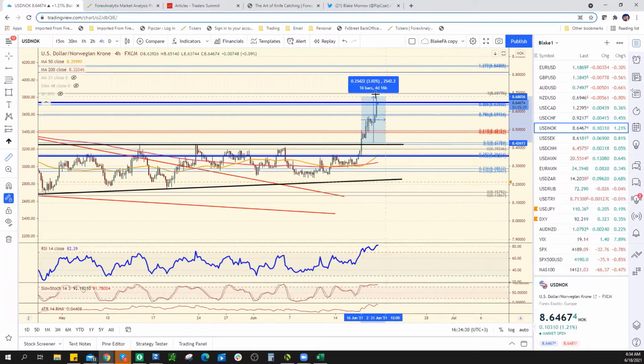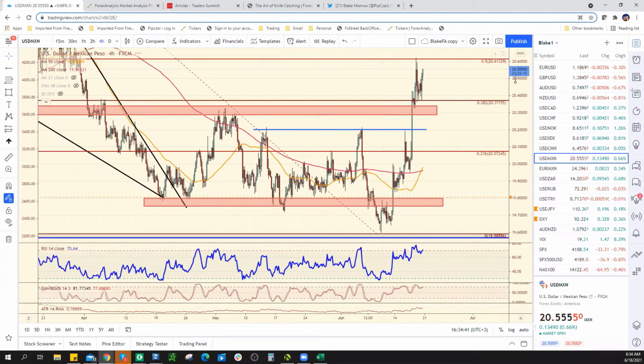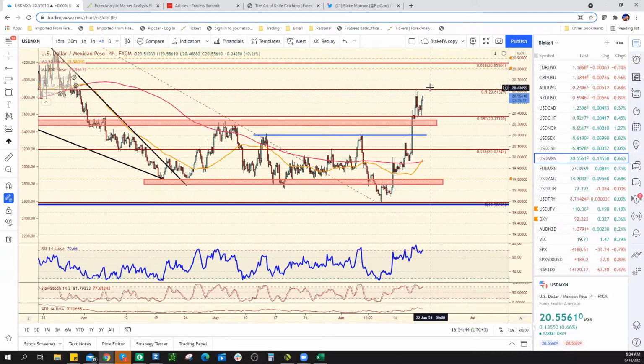I mean, that's a 3% move in a day and a half. For a currency, that's ridiculous, right? Dollar peso starting to squeeze here. We get past this 50%, it's going to take off. So support is 2032.